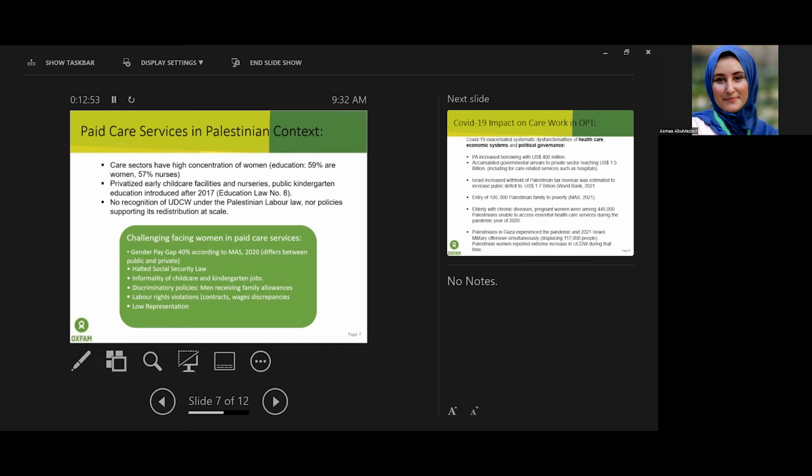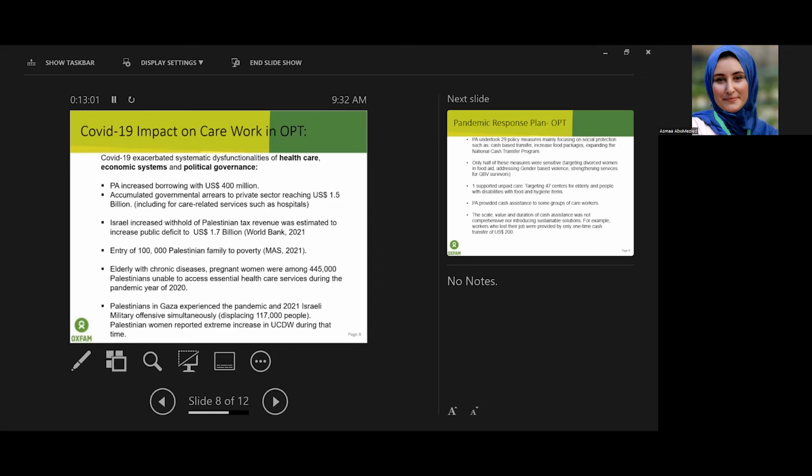Now, having all this in our mind is important before digging a little bit deeper into the impact of COVID-19 on care work in OPT. What we see is that COVID-19 was not the game changer; it's more of a risk amplifier to the already existing systematic fragility that existed in OPT. What happened as a result of COVID-19 is that the Palestinian Authority increased its borrowing by another $400 million. There is also an accumulation of governmental debts to the private sector that reached, due to COVID, 1.5 billion.